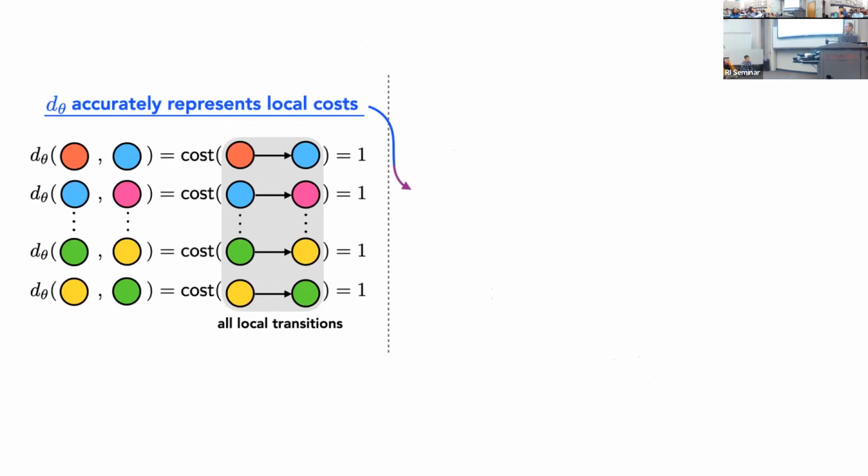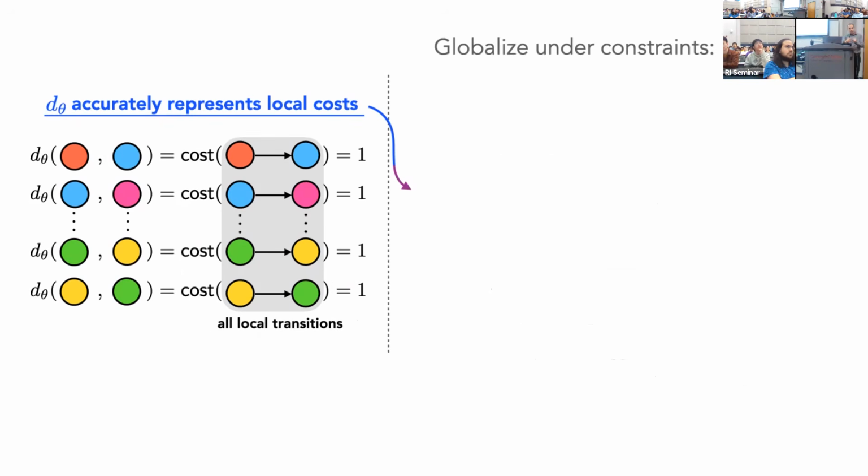Okay, so if I train my quasimetric d theta such that all of my transitions have cost 1, so d theta accurately represents all local costs, and I did that for every possible transition if I had enough data, then I'm going to do this globalization operation, which will be pulling apart all the nodes. And we're not going to pull it apart in our 2D physical space. We're going to pull it apart in high dimensional space. Okay, but it's the same kind of idea.